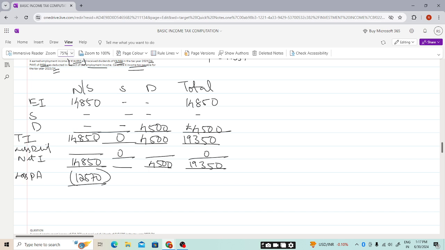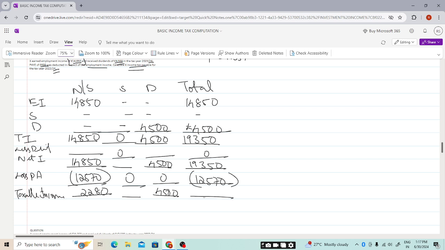12,570. So this will give rise to our taxable income. What will be our taxable income? Our taxable income will be 2,280, and for dividends it will be 4,500, because the personal allowance has been used by the non-saving income. So our total taxable income will be 6,780. Now we will be calculating the income tax liability.